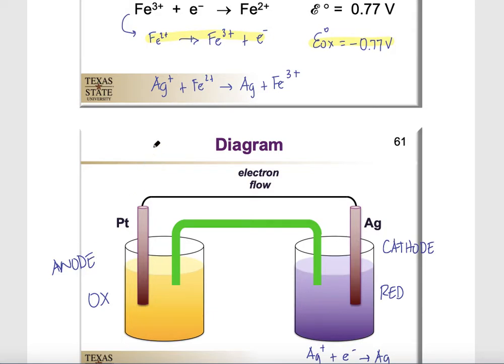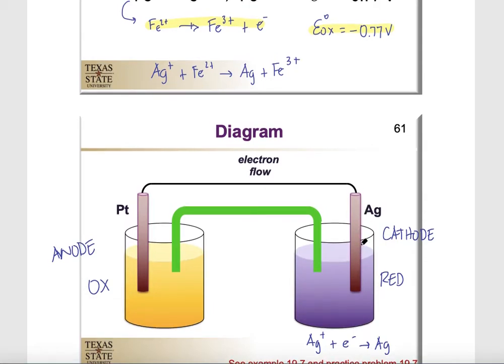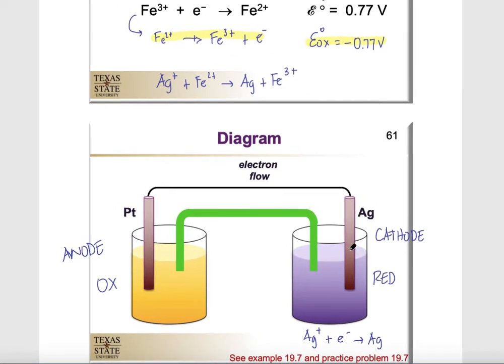Notice that in this case, I have iron 2 plus and I have iron 3 plus. Those two are ions, which means that they are in solution, which means that I cannot use them as the electrode. So I need another electrode. In that case, I'm going to be using platinum. While on the other equation, I actually had silver solid, right? Silver as a non-charged element. And that means that I can use that one as the electrode itself.